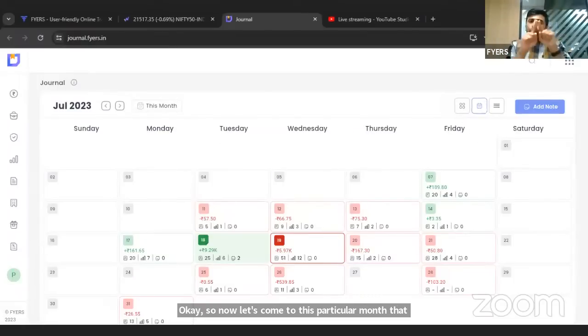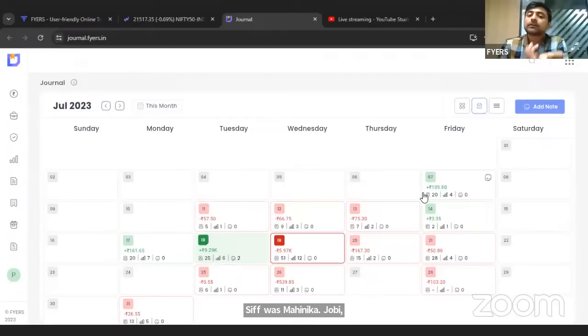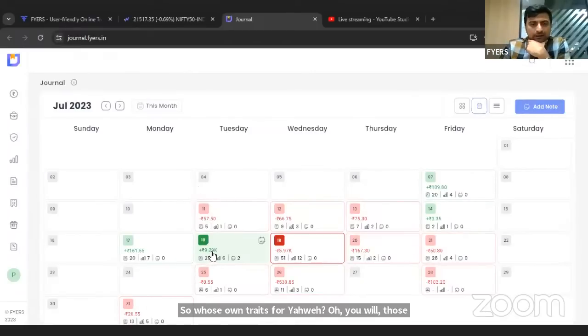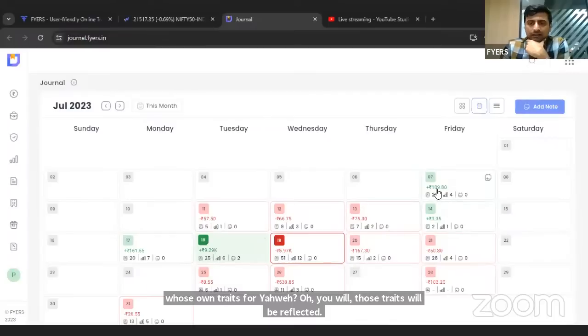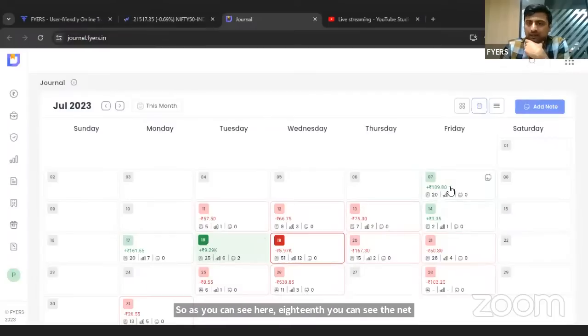In month view, only the trades that we have taken in that month will be reflected. So as you can see here, on the 18th you can see the net profit. You can see the net profit here on the 7th, which is somewhere around 189 rupees. Then you can see all the minor losses that have been taken, right? And you can see one major profitability here.